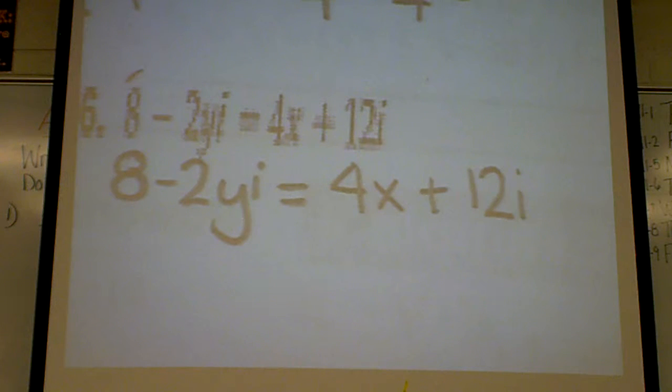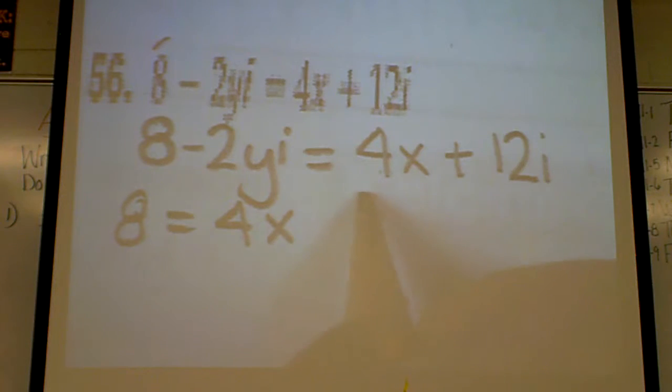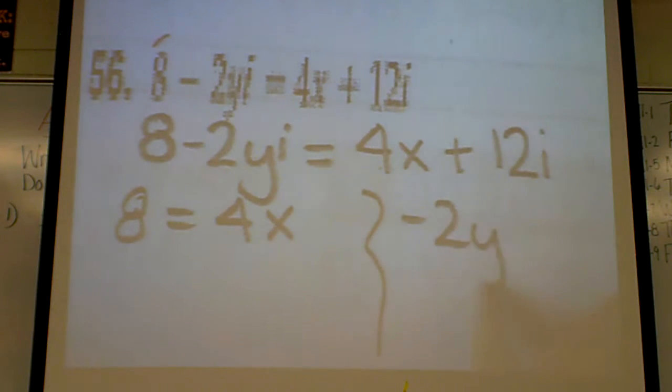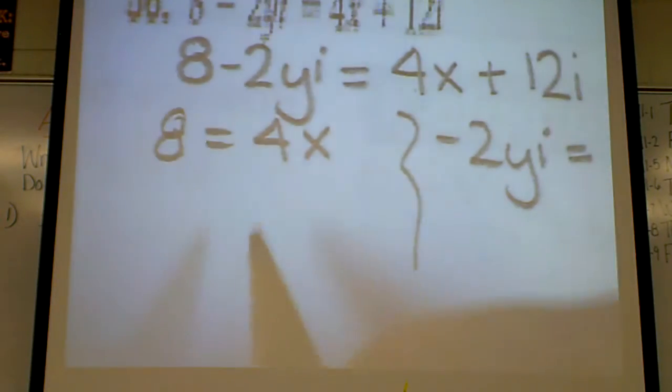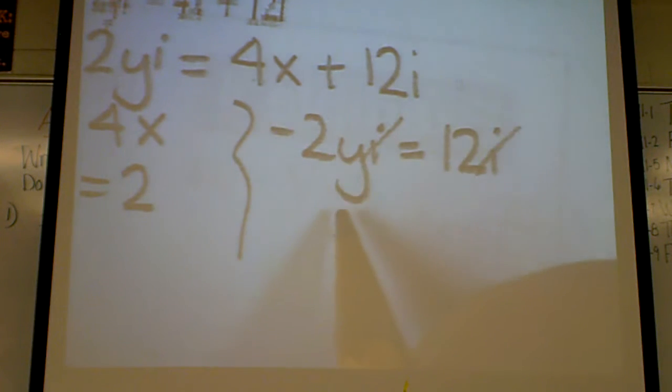All right, how do you do this? Talk me through this. I want to know what x and what y are. What do you do? Are these in standard form? Yeah. A plus bi, yep. So you're going to set 8 equal to 4x, and you're going to set negative 2yi equal to 12i. Okay, what would x be? 2. Negative 6. I mean positive 6. And this would be what? Negative 6.